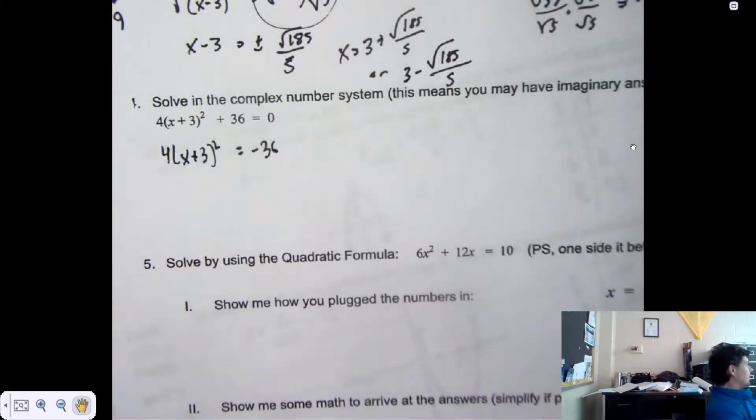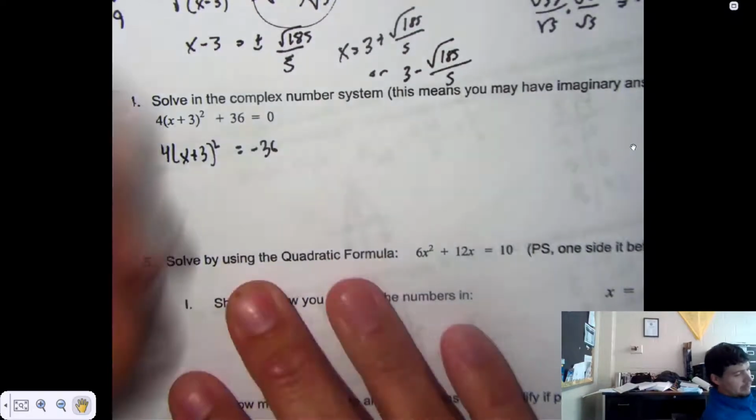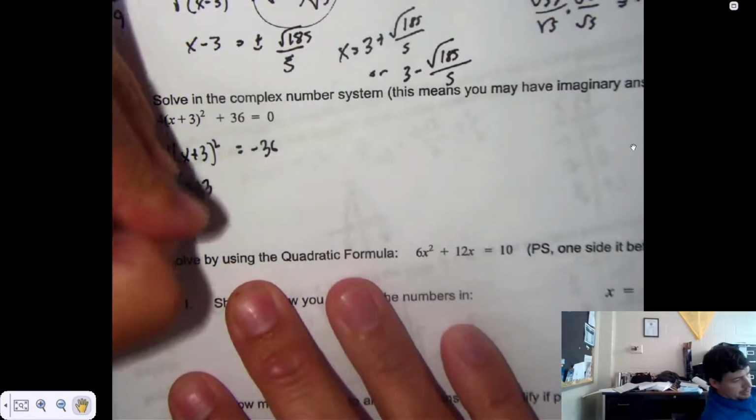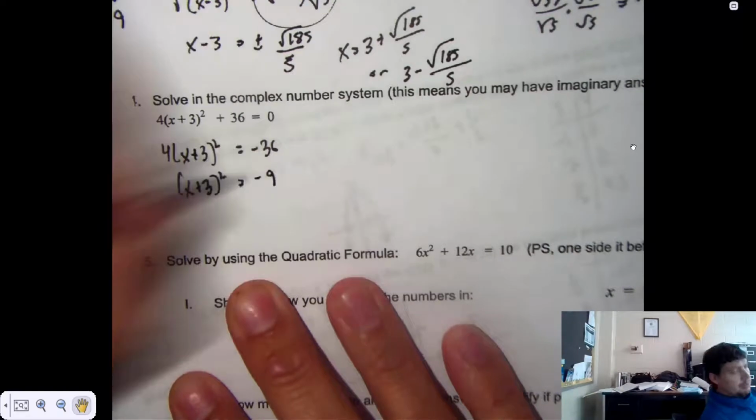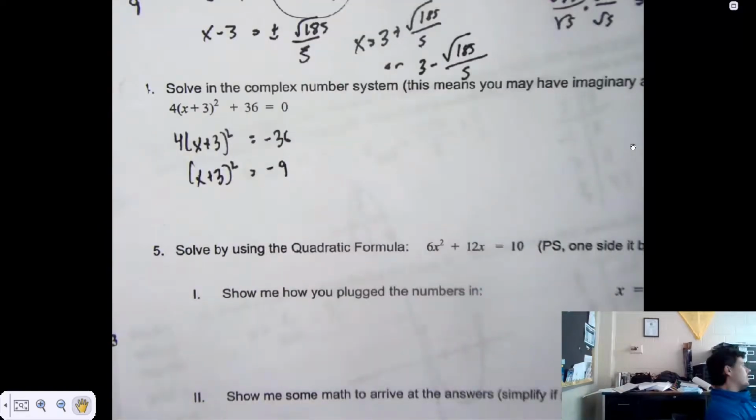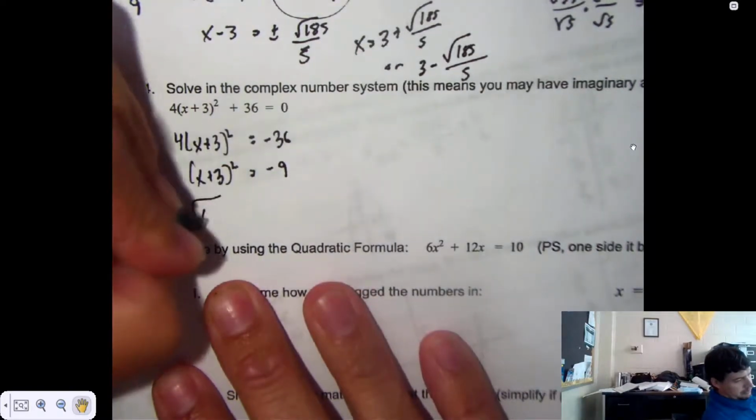What else is easy to do? Divide by 4. Maybe I should show this stuff, because I know a lot of kids just have no math sense. Negative 36 divided by 4 is negative 9 all day long. What's the opposite of squaring? Square root.